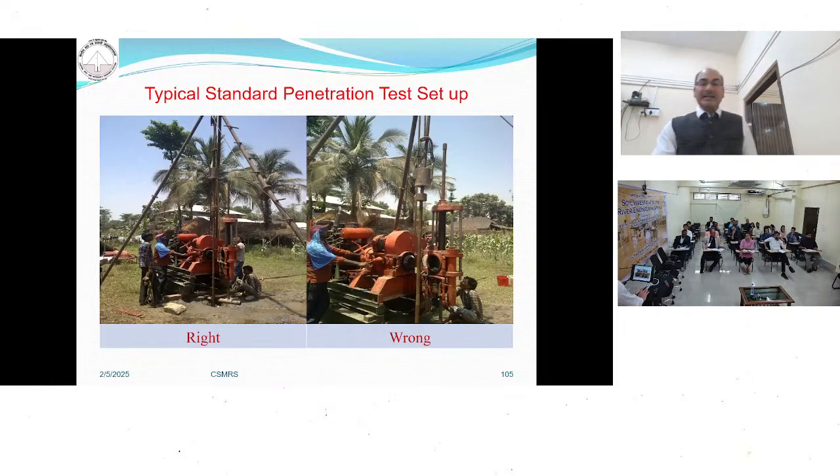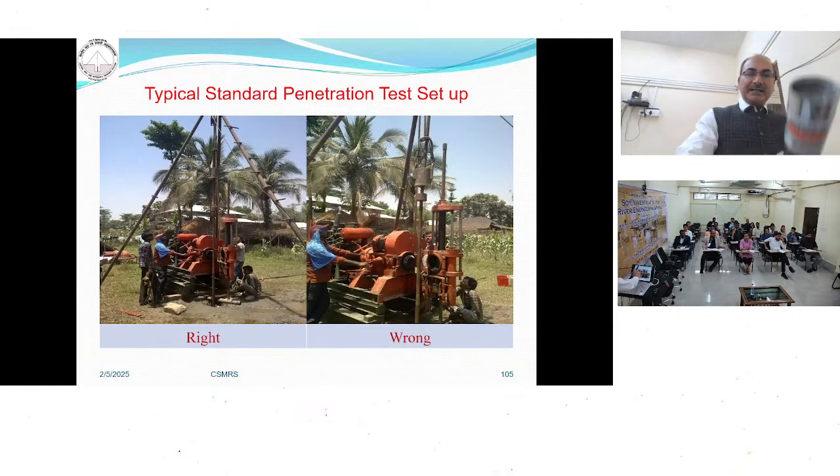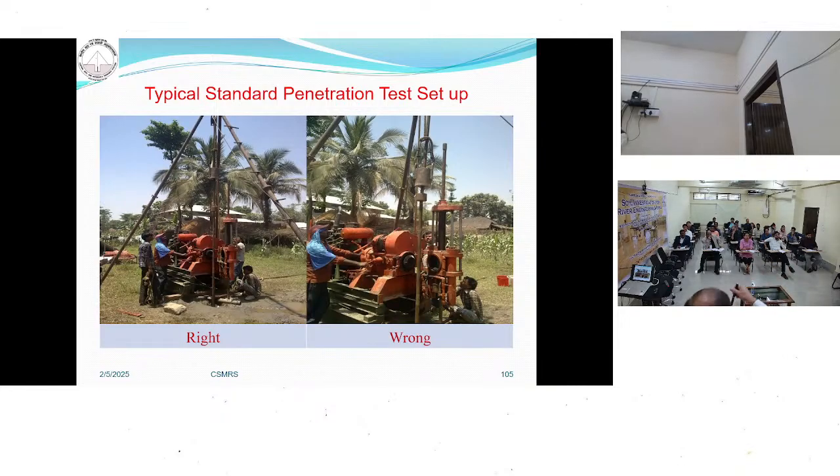On the left side, you can see that when I'm hammering, my anvil guide rod is almost straight. But in the second picture, the guide is tilted. So when you provide the force in that way and in this way, there is some difference. It will not supply your complete energy. So what will happen? Your SPT value will be high, because it might be that you are supplying only 60% or 70% energy.